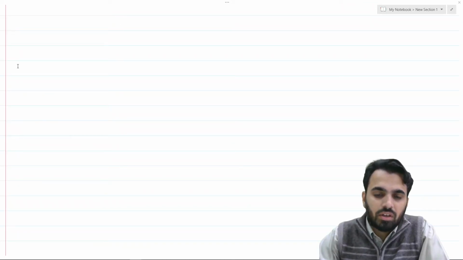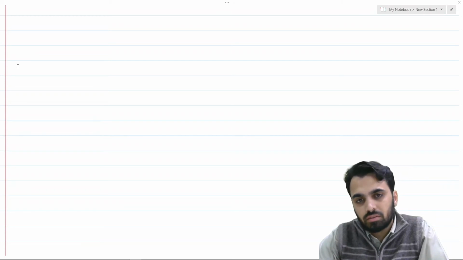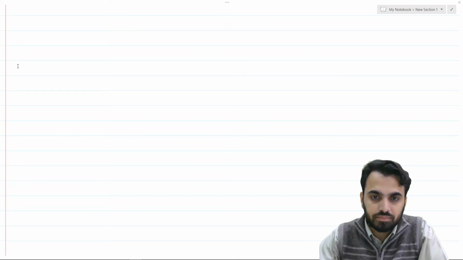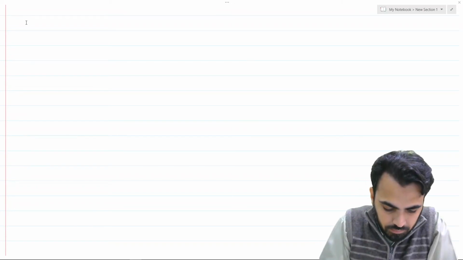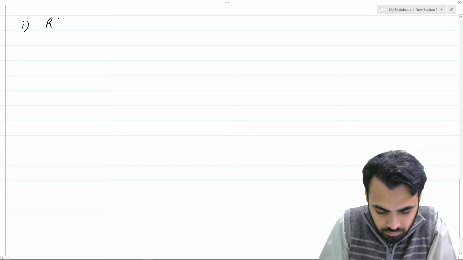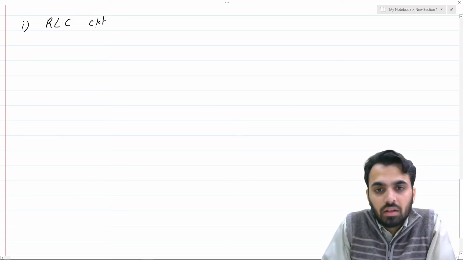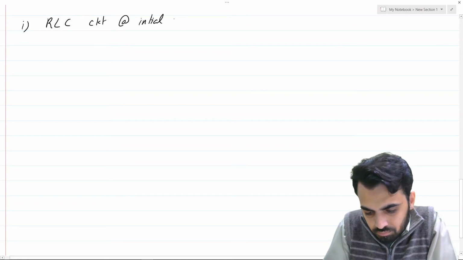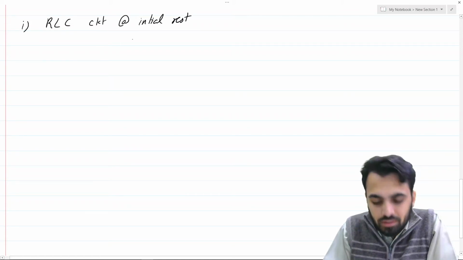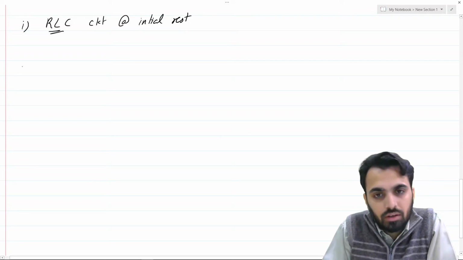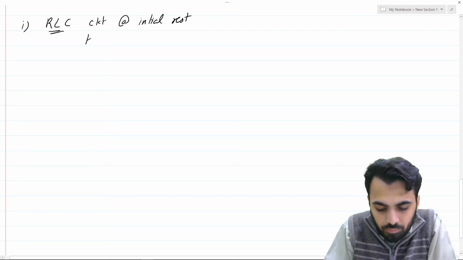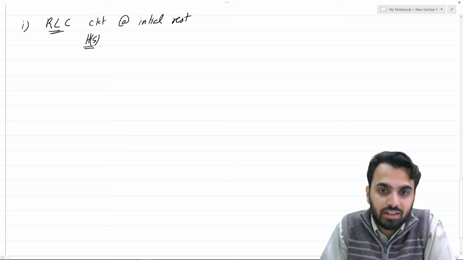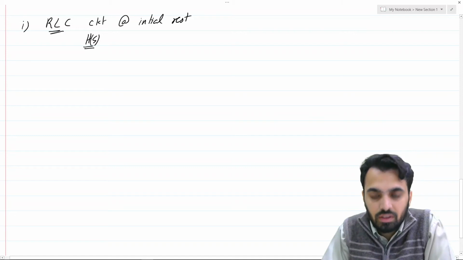So let us say we have a linear time invariant system. Specifically, we have a second order circuit that is an RLC circuit, and which is at initial rest. So let us understand for this kind of a system or a circuit, how can we find the system function H(s), and how we can infer causality and stability for the system.